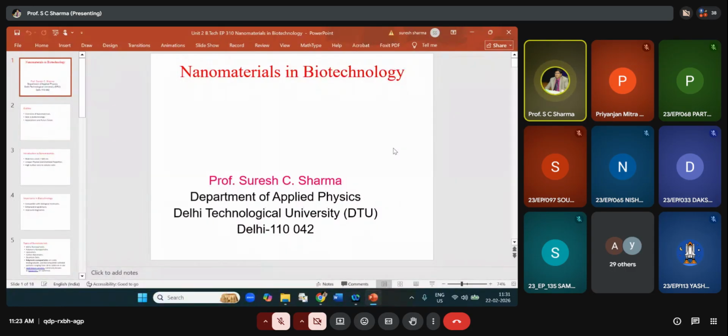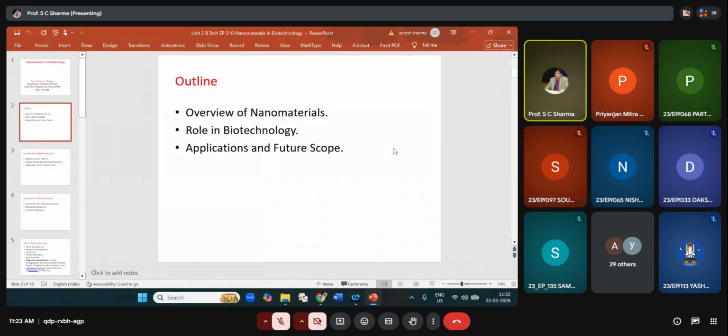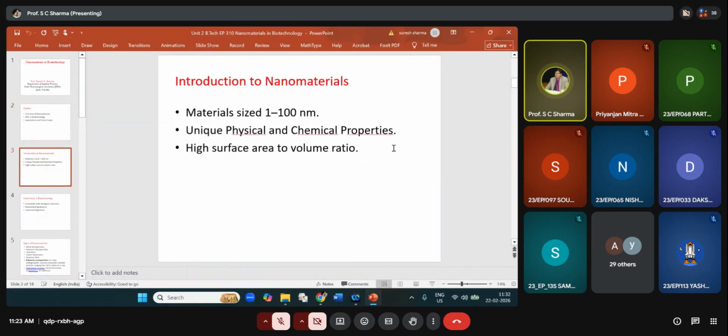Nanomaterials in biotechnology. Overview of nanomaterials and role in biotechnology application and future scope. Introduction to nanomaterials. I think I have explained several times. Material size 1 to 100 nanometer, unique physical and chemical properties, high surface to volume ratio. Often we call high surface to volume ratio.